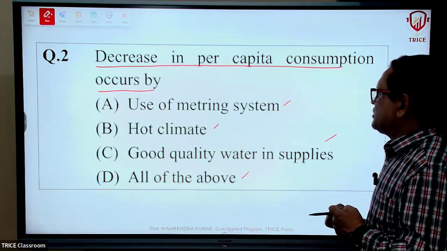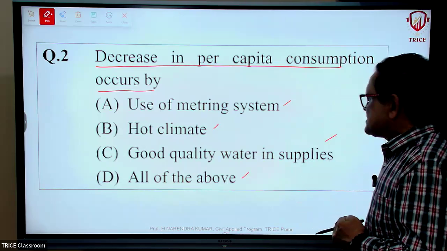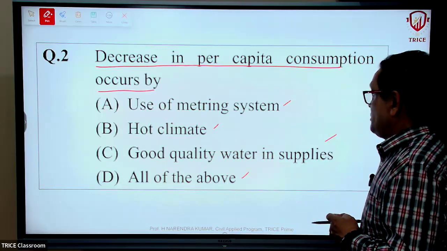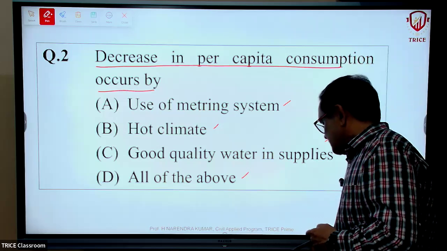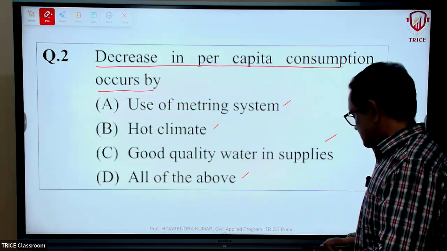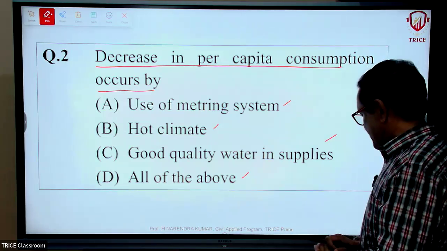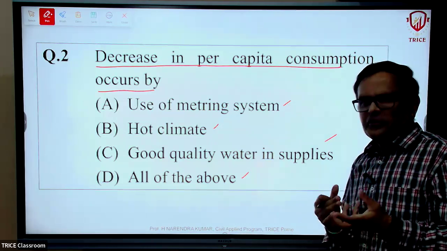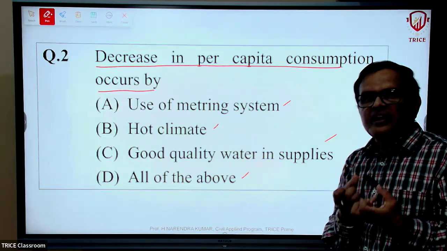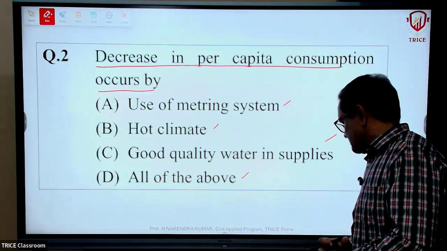Which option is the right option for this question? Once again, please don't look at the question bank. Give me the answer. Let me check. Be fair. Try to identify the answer, because when you identify the right answer, you will get confidence. Right? Any takers?